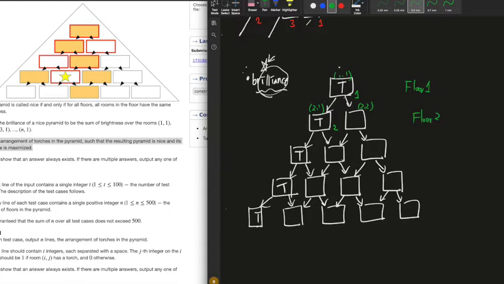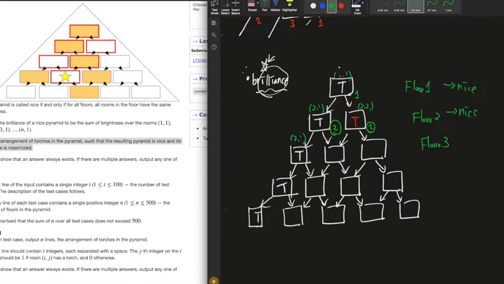Because all of the rooms on the left side are fixed as torch turned on, we have to make 2,2's brightness 2. Then I need to put a torch in 2,2 to make the brightness 2. So it is nice. And think about floor 3.